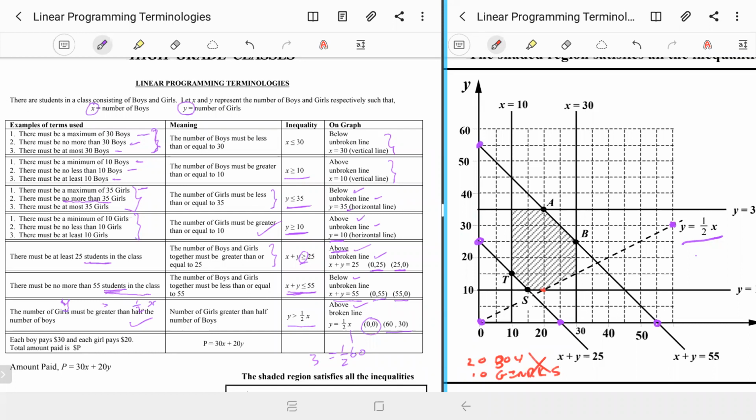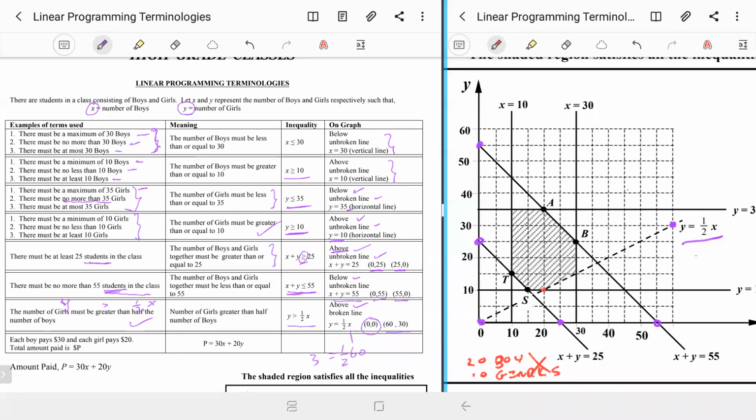And by saying no, it said the number of girls must be greater than half the number of boys. The number of girls must be greater than. Right now, X and Y, right? The number of girls is just equal to half the number of boys. And they say it must be greater than. And that's why this point here cannot be used. Right? That point cannot be used.